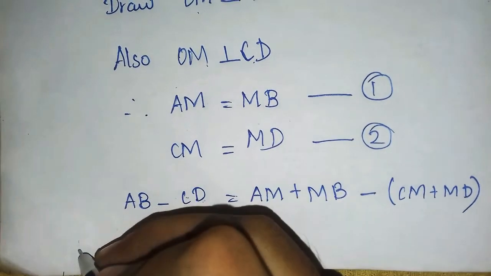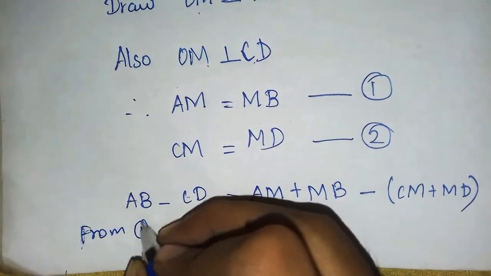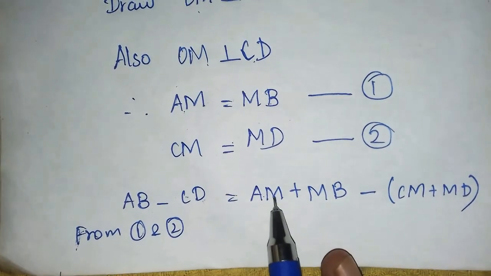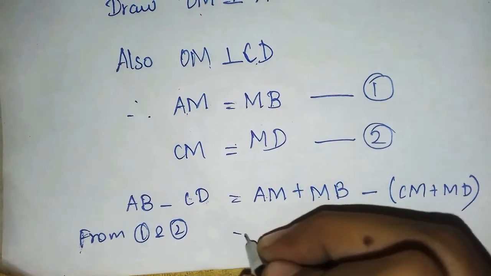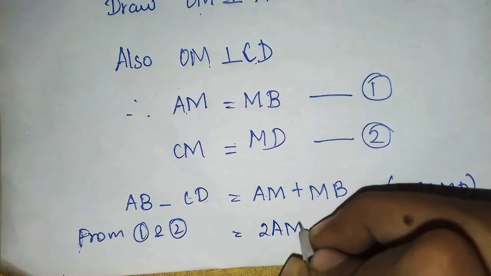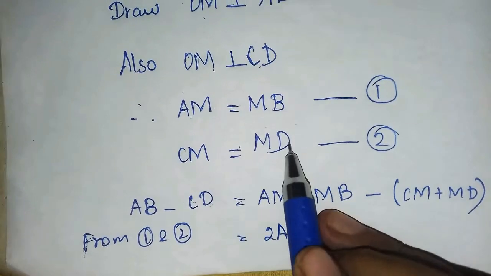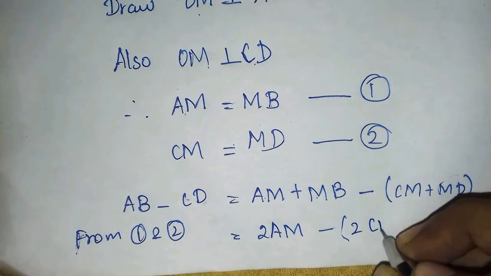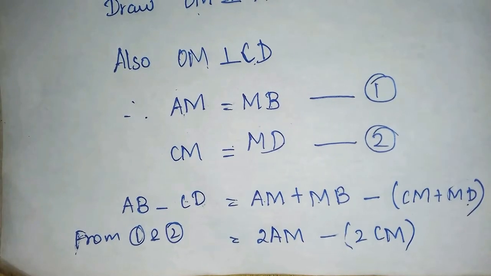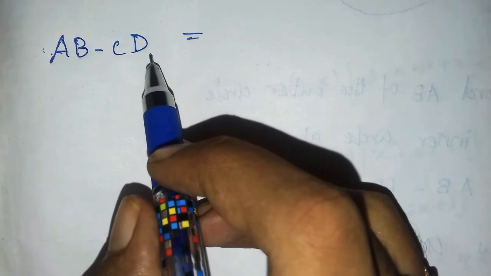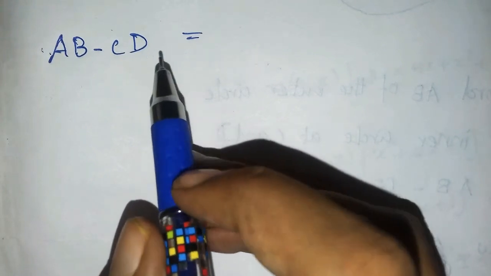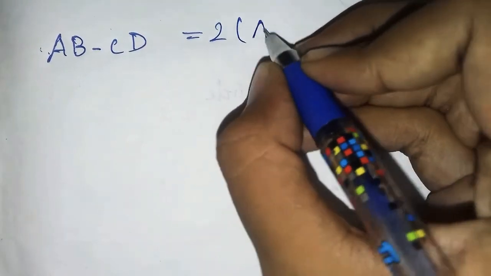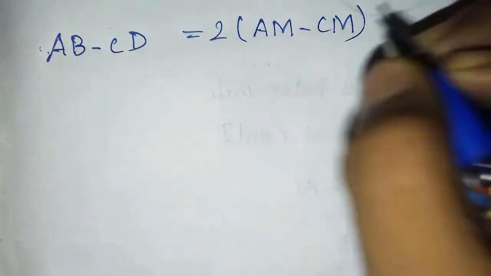Now what do we have to do? We know that from equation 1 and 2, AM is equal to MB. So we can write AM is equal to MB. So 2AM minus CM, and MD is equal to CM. So instead of this MD we can write it as CM. So what can we write? 2CM. Okay. So AB minus CD is equal to, in the previous step what we have written, 2AM minus 2CM. So now we can take 2 as common. 2 into AM minus CM.